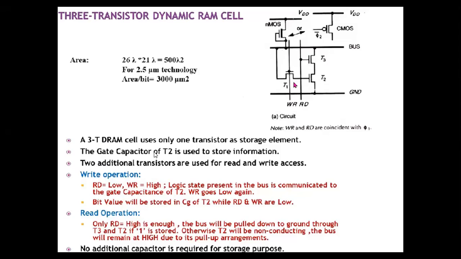So the gate capacitor of T2 is used to store the information. Okay, so for doing the write operation, how can we achieve the writing operation into this RAM cell? One more point here. Before you go for the read and write operations, we should know that these write and read operations are mutually exclusive. Okay, that means what?